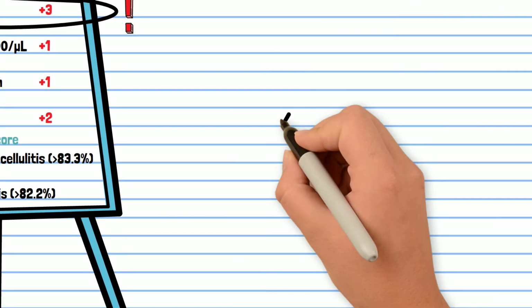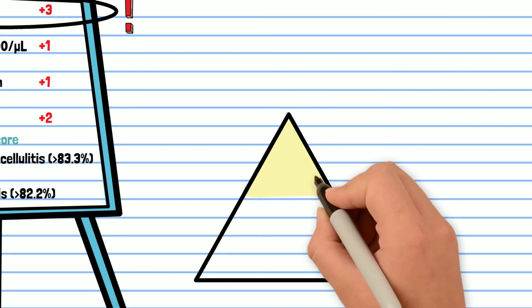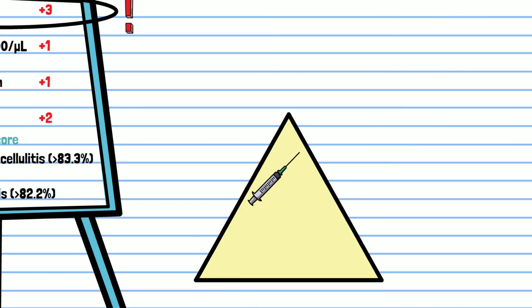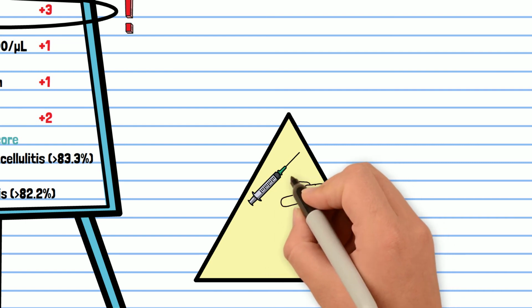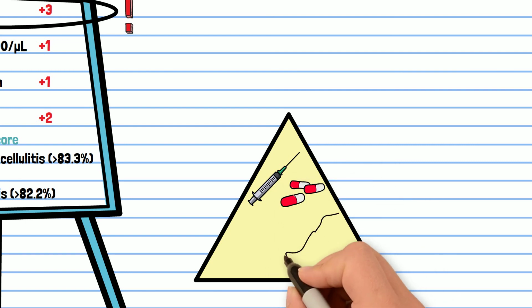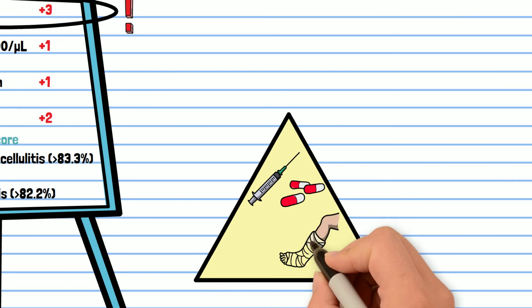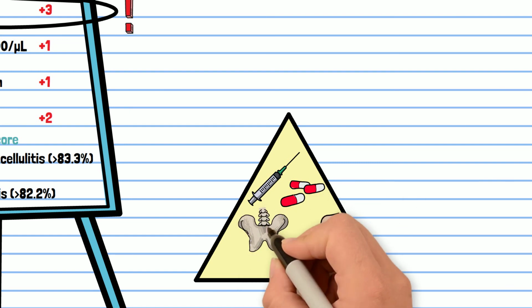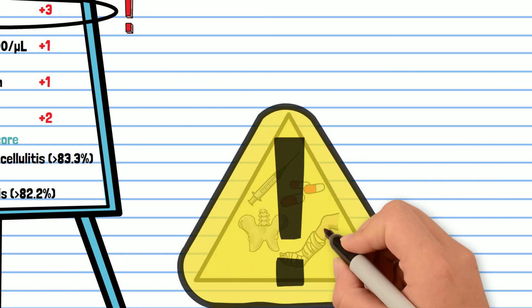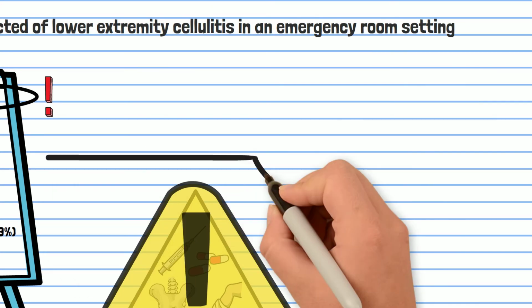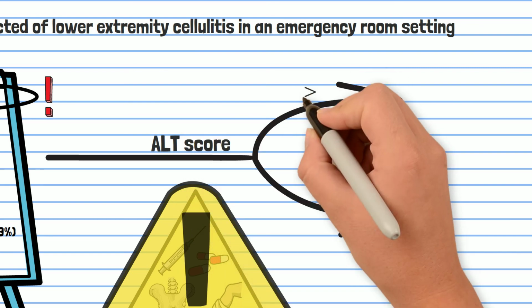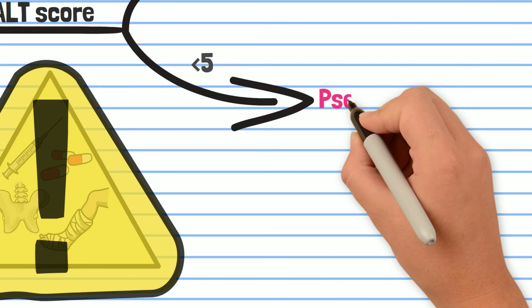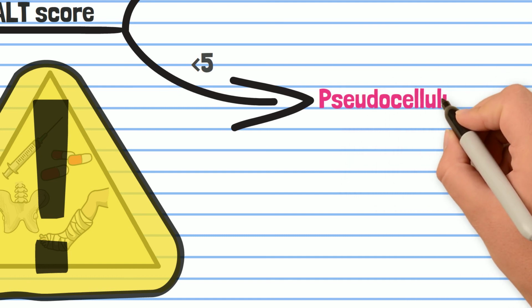It is important to note that the ALT-70 has not been validated in patients who are already treated with antibiotics, with patients with recent history of trauma, burns, diabetic ulcer, or known hardware at the cellulitis site, or have a history of osteomyelitis. Therefore, the ALT-70 is not recommended for use in these cases. After applying the ALT-70 score and obtaining a score under 5, you should reconsider the differential diagnosis for pseudocellulitis.